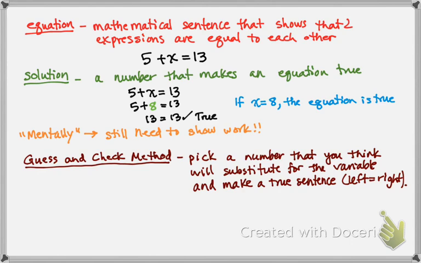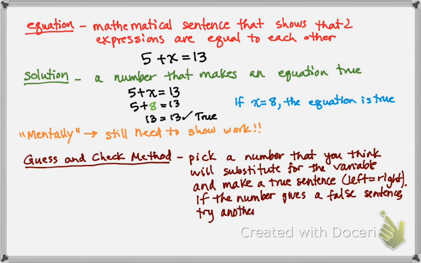So if the number gives a false sentence, something that isn't true, what's on the left does not equal what's on the right, try another value. So if you guess x would have to equal 5 to make this true, you have to actually prove out that it does, okay? So let's do some examples.